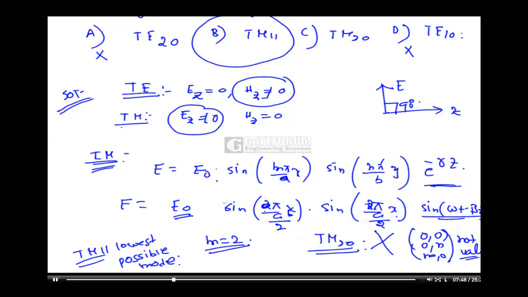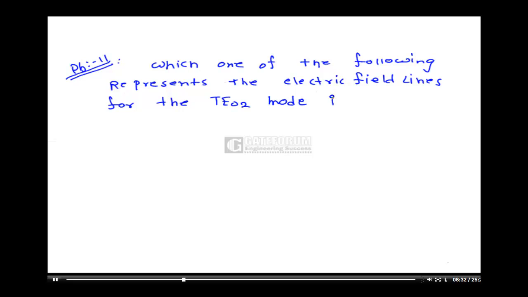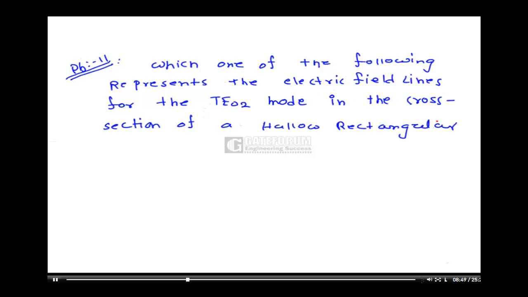So this is a very interesting problem. Next problem is, which one of the following represents the electric field lines for the TE02 mode in the cross section of a hollow rectangular metallic waveguide.